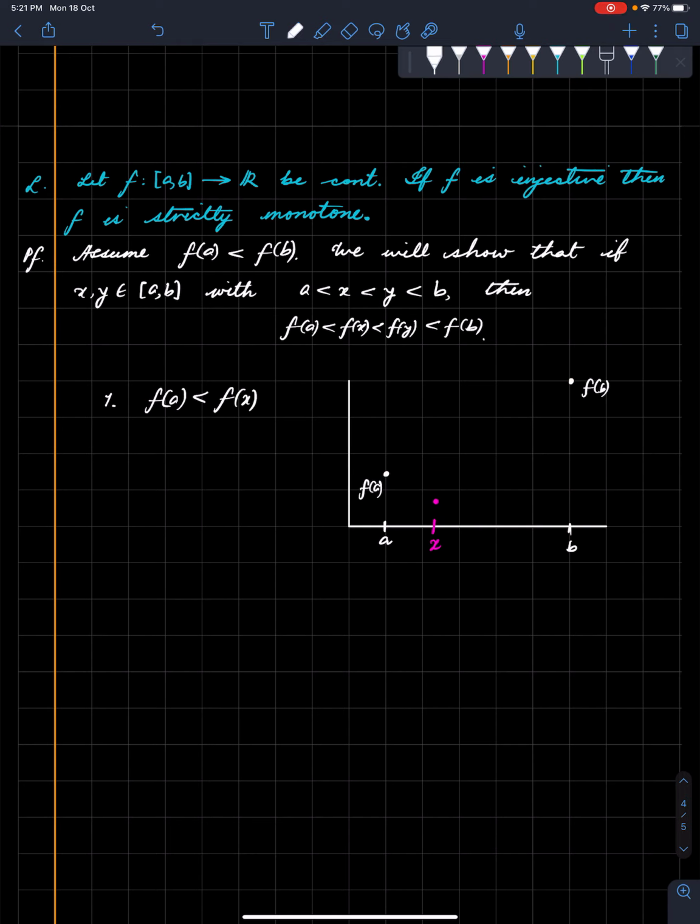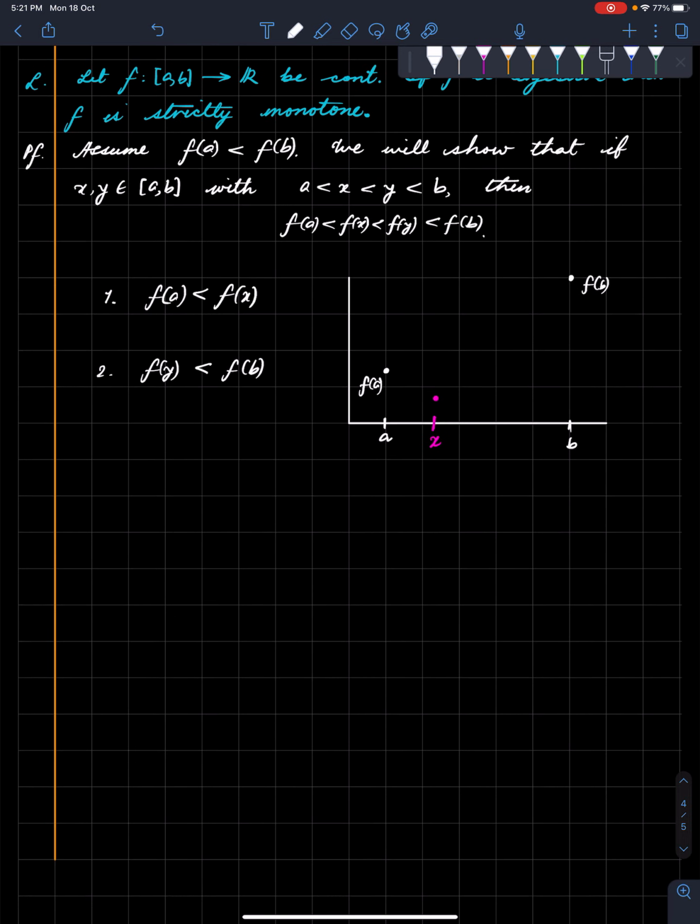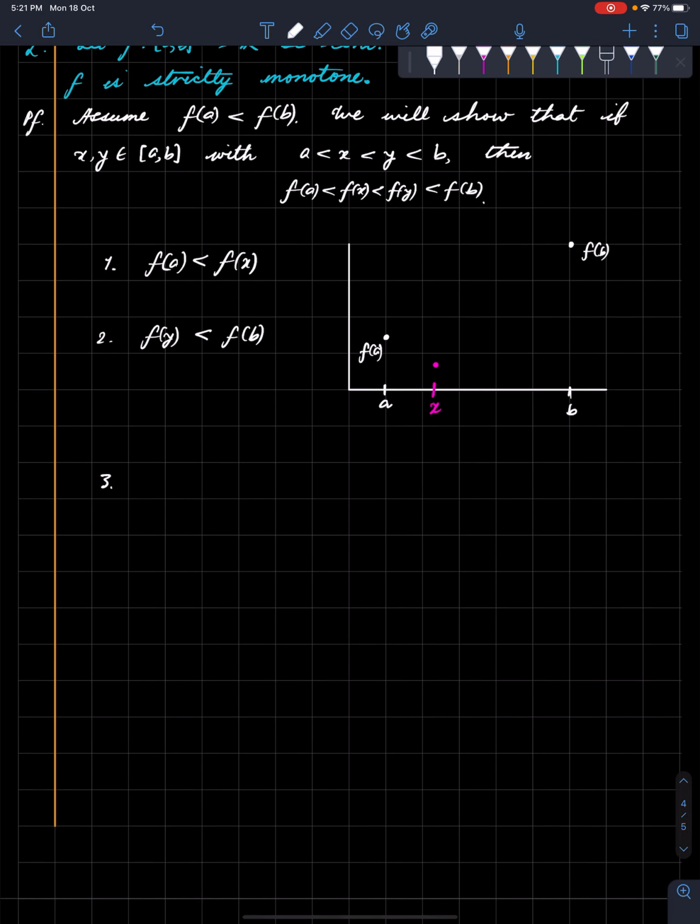In fact, similarly, one can argue that it's exactly the same argument. And finally, we will argue this. Again, I'll just draw a picture and show you. So in fact, the picture is already here. So let's say this is y, and we have already shown that f(x) is somewhere here. It cannot be less than f(a).